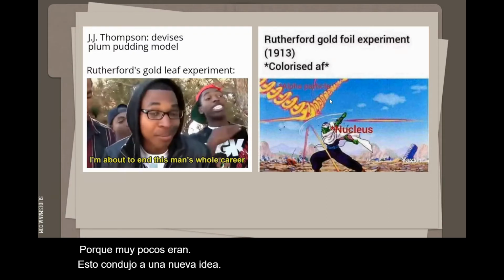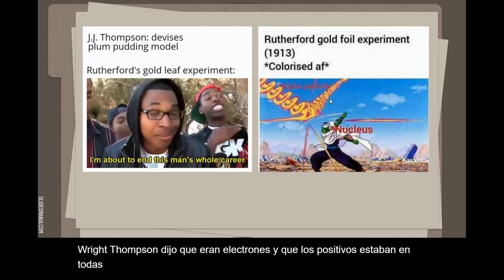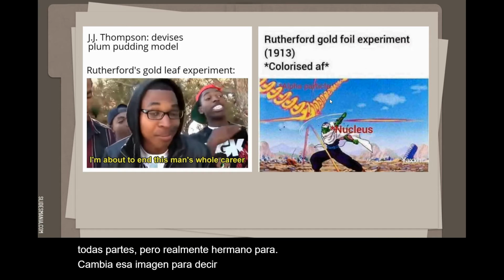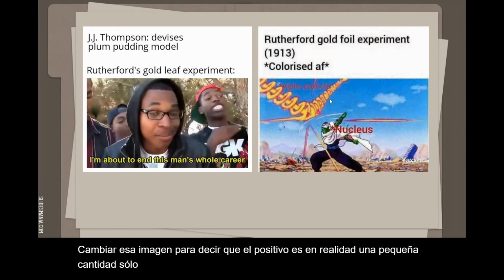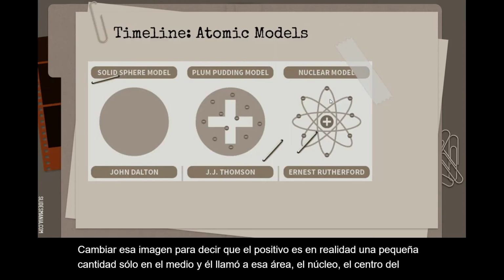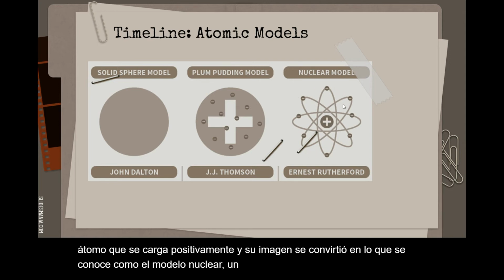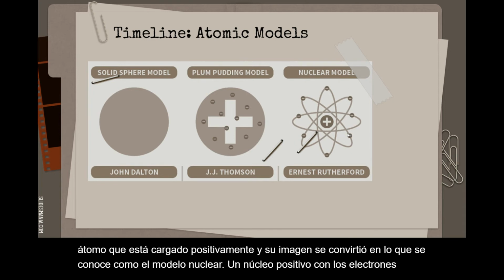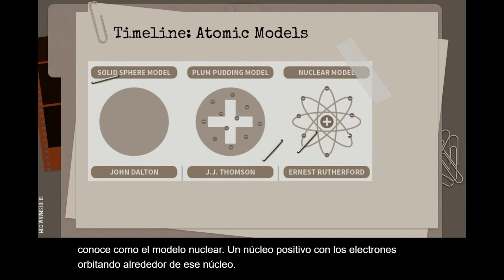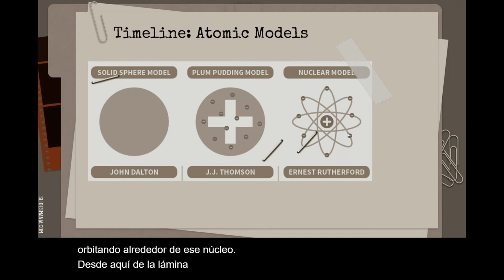Thomson said that there were electrons and the positives were everywhere, but really Rutherford changed that picture to say the positive is actually a small amount only in the middle. And he called that area the nucleus, the center of the atom that is positively charged. And his picture became what is known as the nuclear model, a positive nucleus with the electrons orbiting around that nucleus.